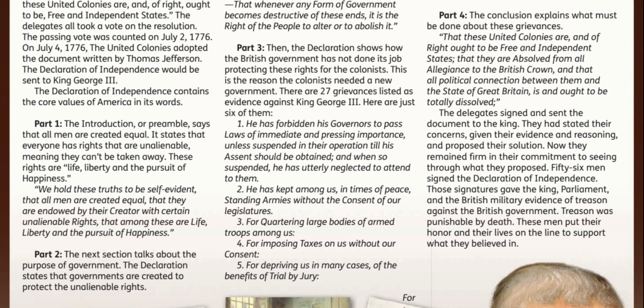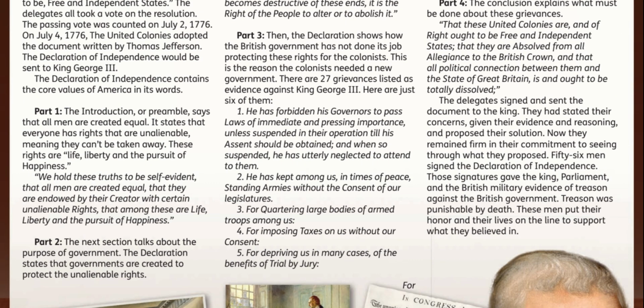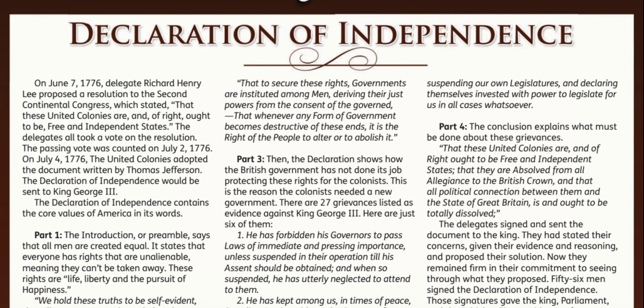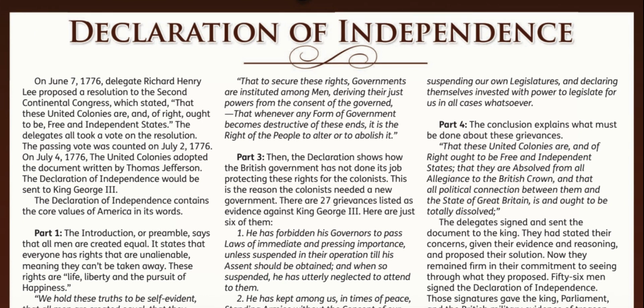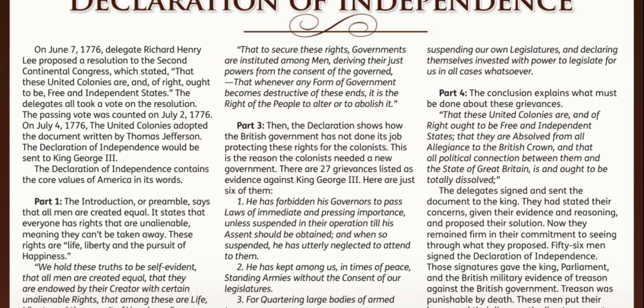Number 3, for quartering large bodies of armed troops among us. Number 4, for imposing taxes on us without our consent. Number 5, for depriving us in many cases of the benefits of trial by jury. Number 6, for suspending our own legislatures and declaring themselves invested with power to legislate for us in all cases whatsoever.